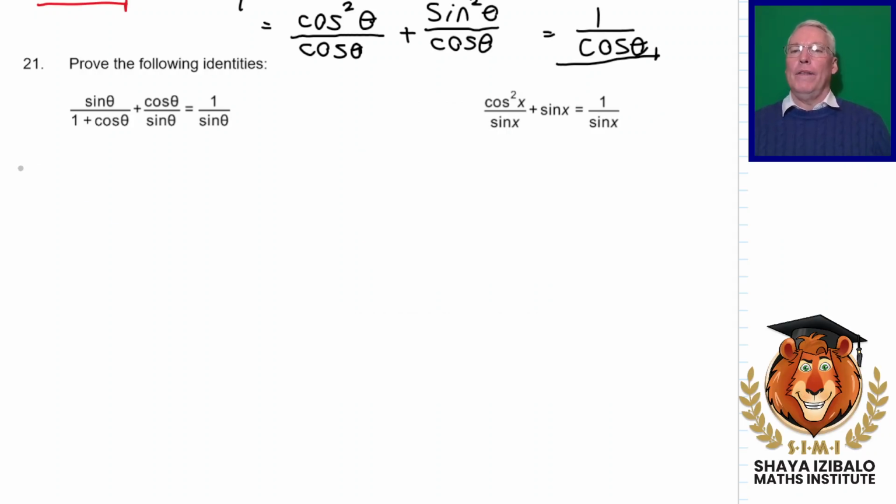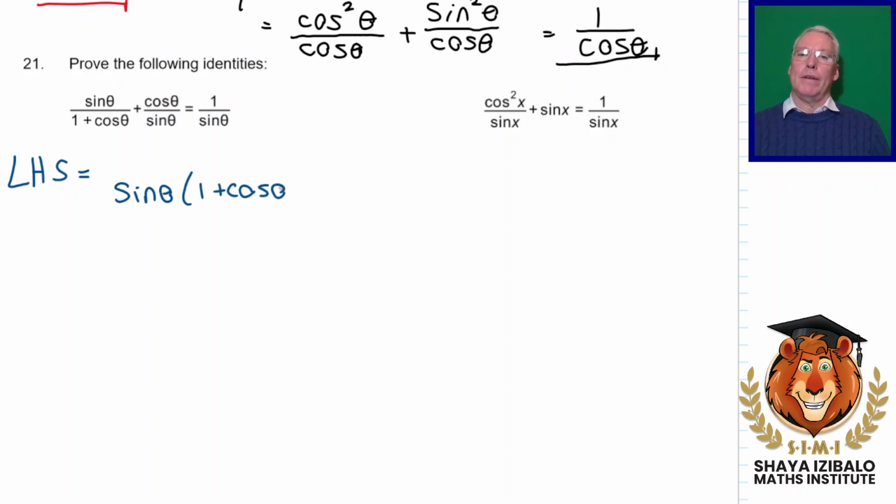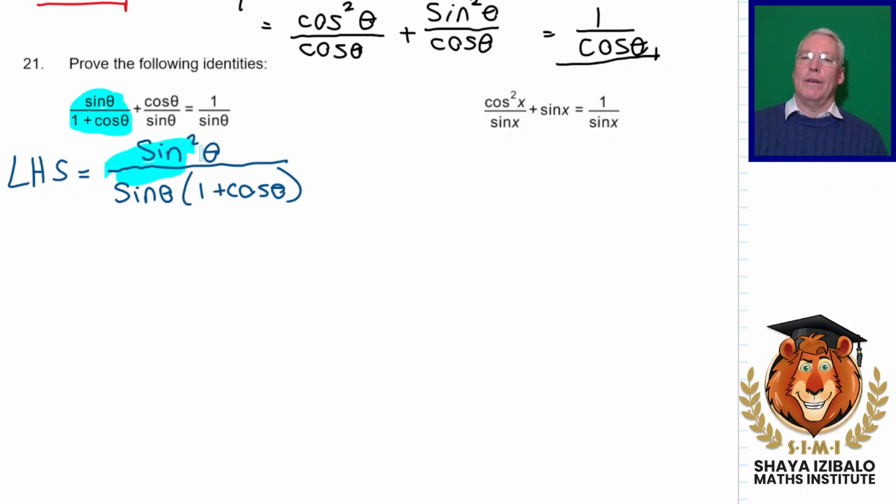Okay, so on the left-hand side, we've got two terms. Let's add those two terms. Let's make them both a denominator of sine theta, open bracket, 1 plus cos theta. Now, that first fraction, to get it from this denominator to this denominator, we need to multiply the bottom by sine theta. If we multiply the bottom by sine theta, we must multiply the top by sine theta. So that is sine squared theta.